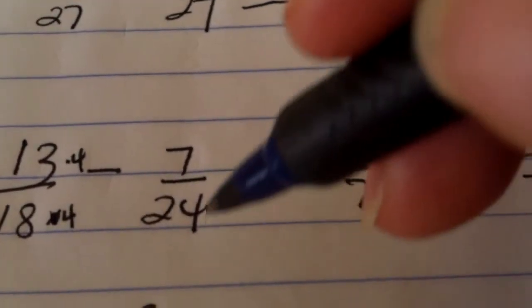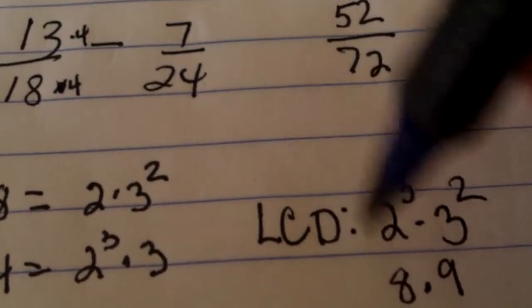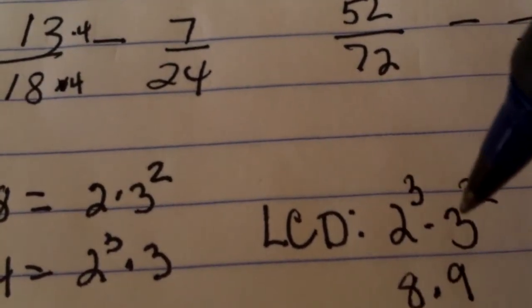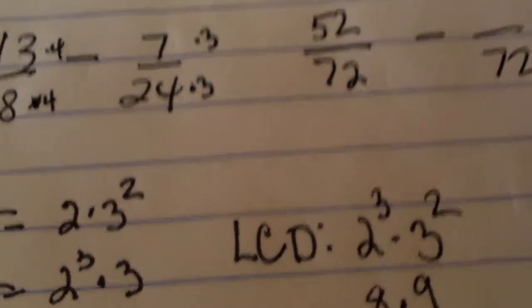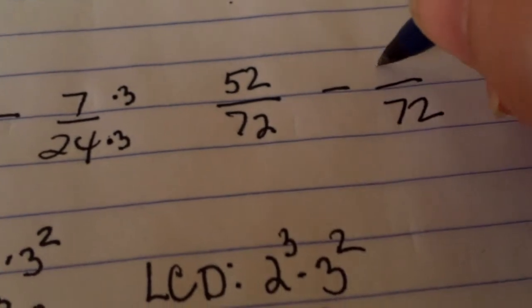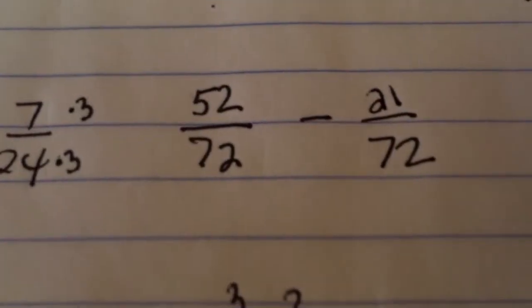On the second denominator, it was a 24. So it had the 8 and it had a 3, but it was missing a 3. So now the numerator is going to have to also get multiplied by a 3.